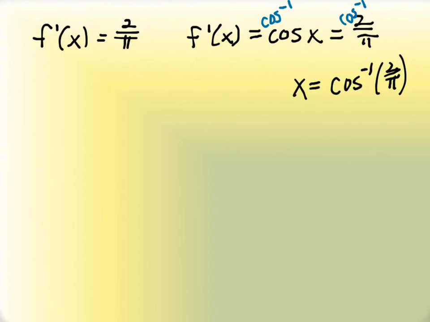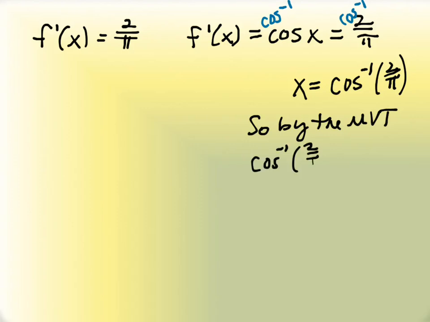In fact, just so that we have a reference point when we draw a picture, let's find out approximately what this is. The actual answer is inverse cosine of 2 over pi. That's the exact answer for our problem, and we're going to use it exactly, but for our graph, we need to talk about it in a little more general sense. But we can say, by the mean value theorem, this x value, inverse cosine of 2 over pi, is on the interval from 0 to pi halves.